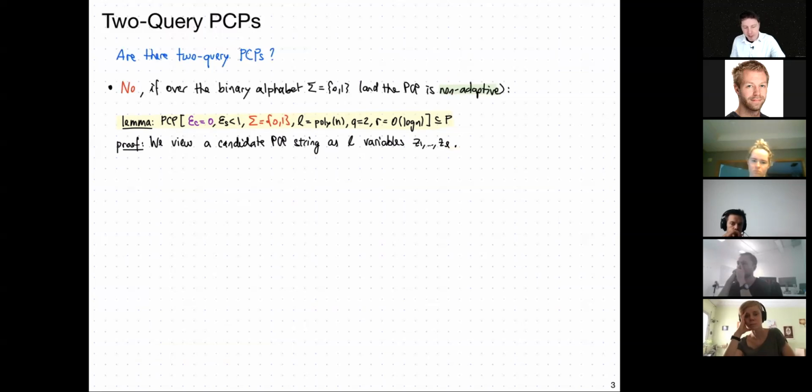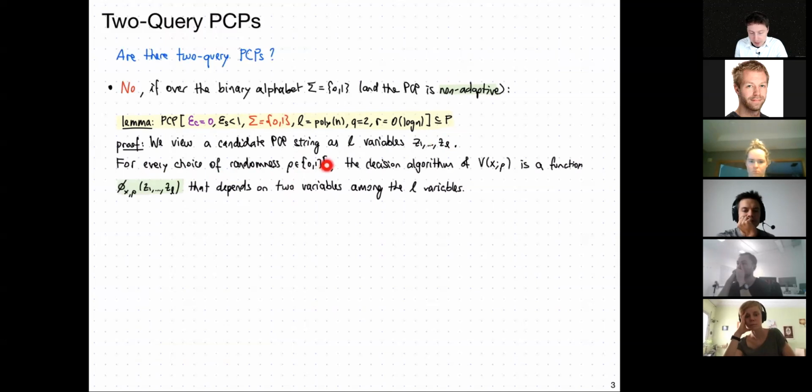And it's a very cute reduction. We can view a candidate PCP string as just L variables. Let's call them Z1 through ZL. These are variables that will take on the symbols of the candidate PCP string. For every choice of randomness of the verifier, the decision of the verifier is some function on these variables that depends on two variables among the L, because on this randomness, I make these two queries, and on this other randomness, I make these other two queries. So my decision is some function of two out of the L variables, and this function depends on the randomness and on the input X.